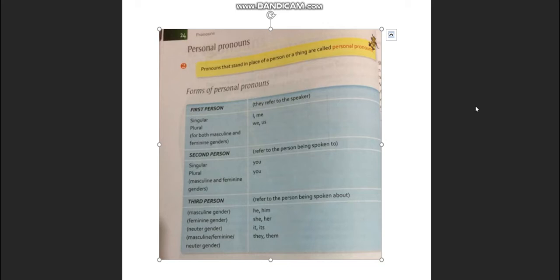Now, for masculine gender, we use he and him. For feminine gender, we use she and her. For neuter gender, that is something which is neither masculine nor feminine, we use it or its. For masculine, feminine, and neuter, we also use they and them. Students, we have already learned about their applications.